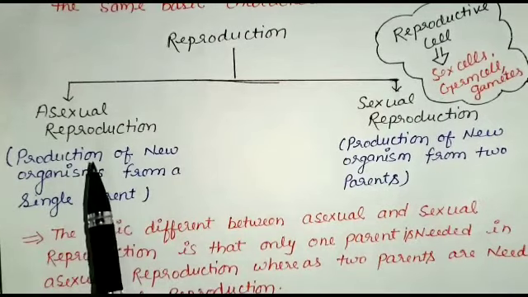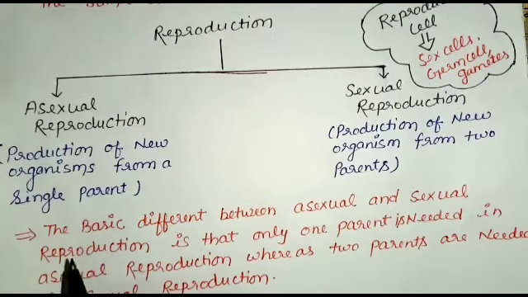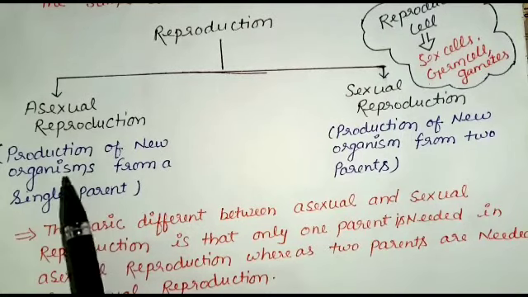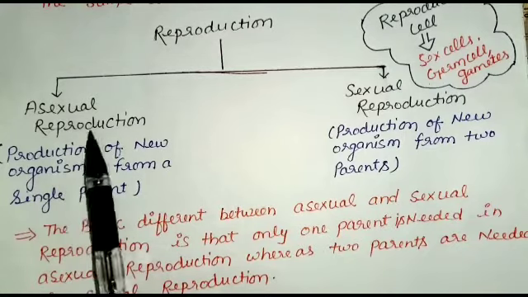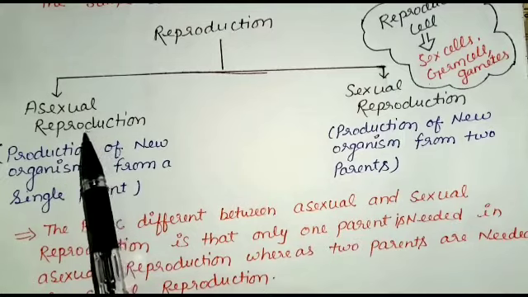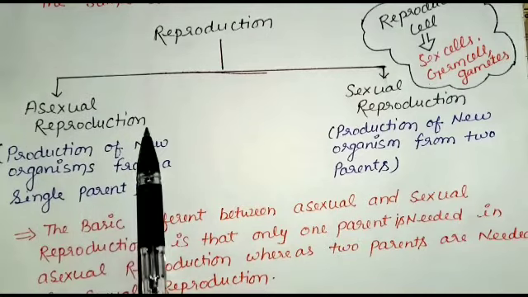Now we explain asexual reproduction. The production of a new organism from a single parent without the involvement of sex cells such as gametes is called asexual reproduction. In asexual reproduction, a part of the parent organism separates off and grows into a new organism, that is called asexual reproduction.